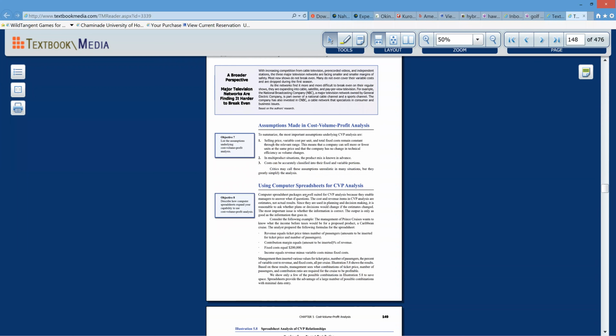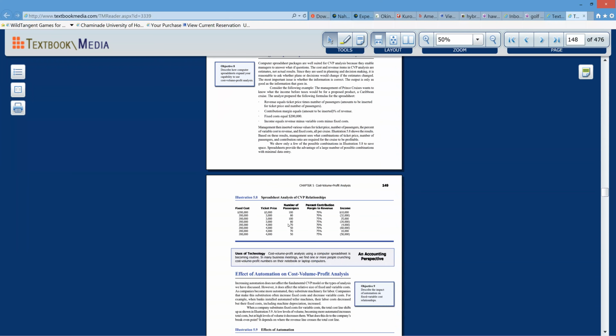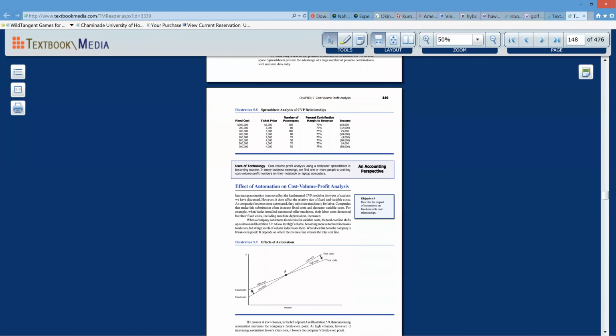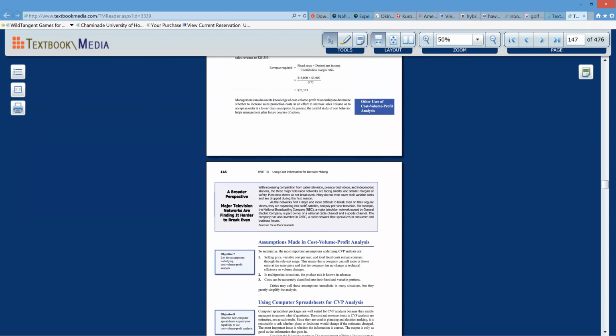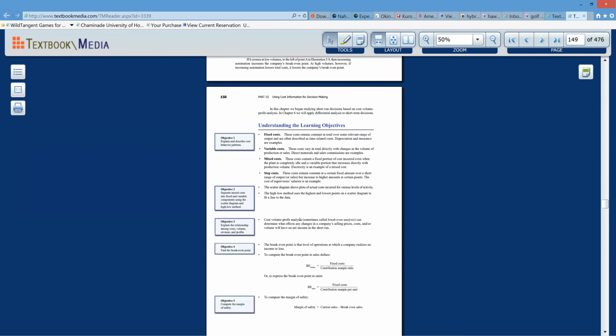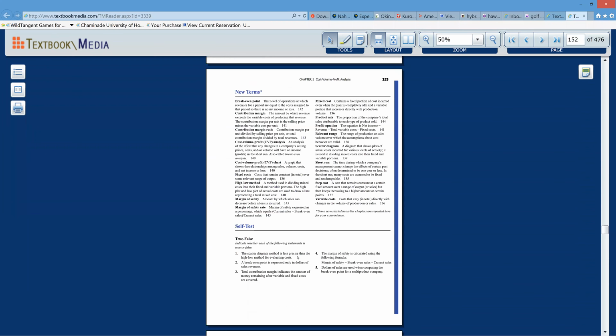Objective 8 here is just indicating that Excel spreadsheets are an excellent tool to use in calculating break-even points. I didn't assign you anything to help you do that, but accountants sometimes use pretty sophisticated spreadsheets in order to calculate this break-even rather than using calculating formulas like we did earlier. They use spreadsheets, and it's easier that way. That's basically the information on chapter 5.